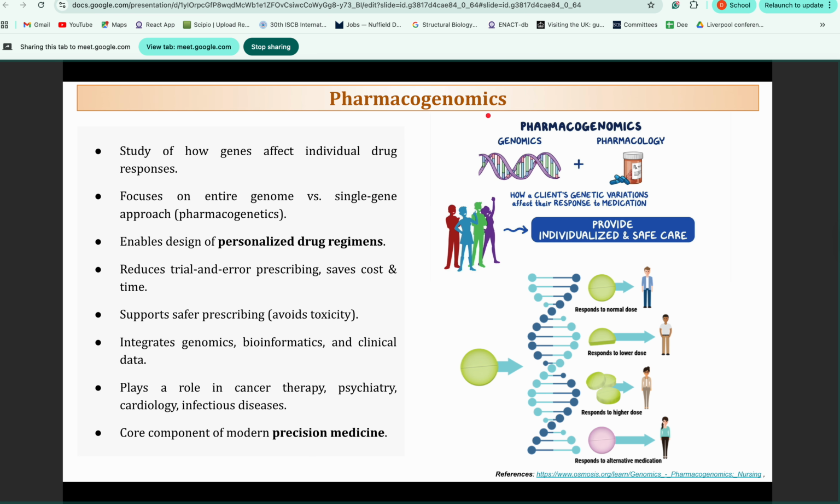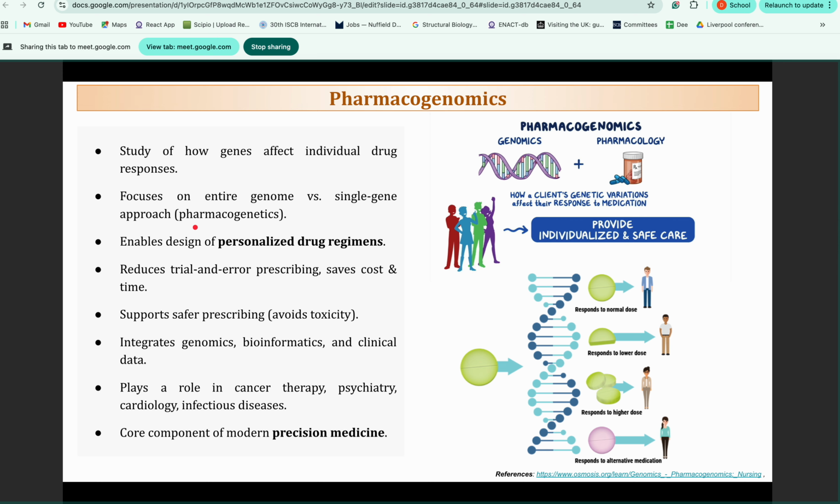Okay, so till now we have looked into why genetic variations are important before giving any drug. So now we'll talk about pharmacogenomics, because we were talking about the drug effect and how genetic variations can vary the effect of each drug. So in pharmacogenomics, we study how genes affect individual drug responses. When we say pharmacogenomics, we are talking about the entire genome, so it focuses on the entire genome versus a single gene approach.